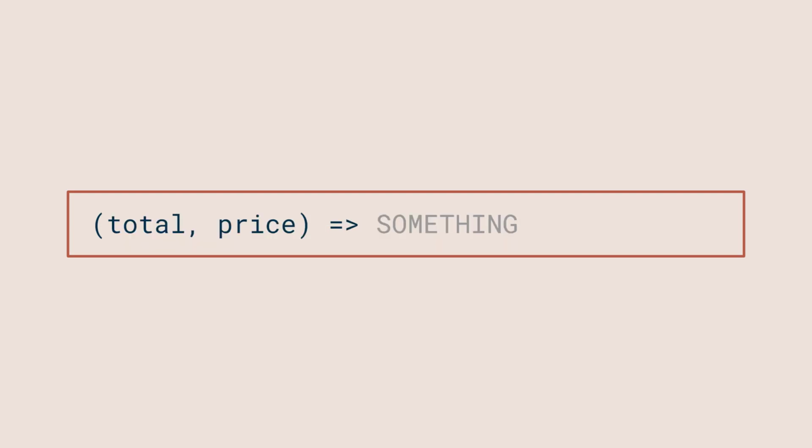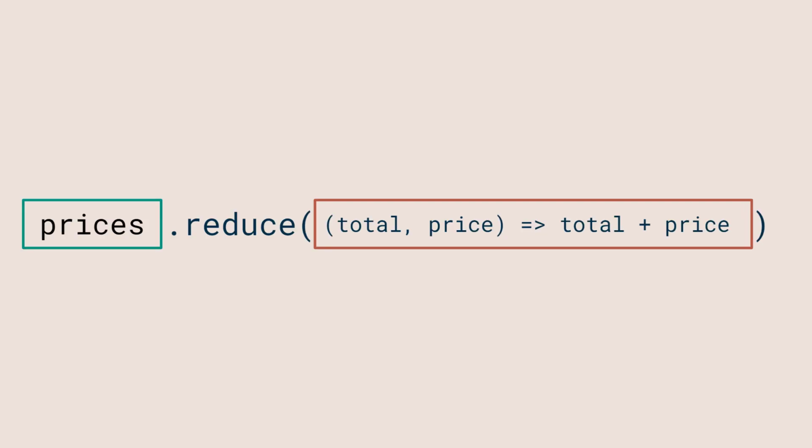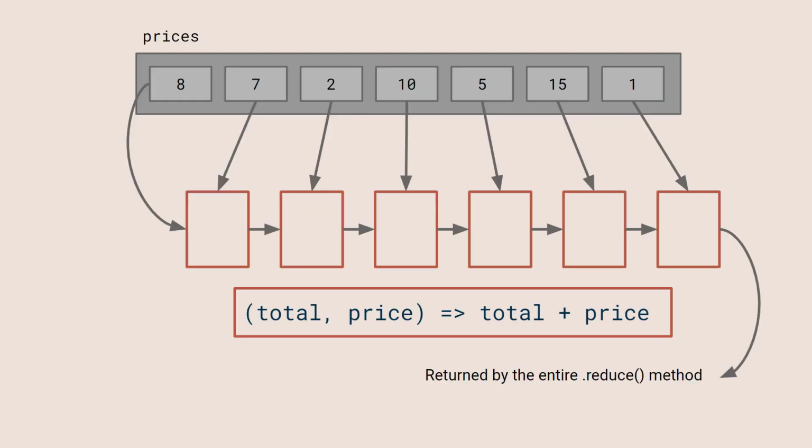So we will call last return total. You could call it current total or running total. We'll just call it total. And then we want to return the updated total based on this price. So we will return total plus price. We fill that into our call to reduce, and let's walk through what will happen when we run it.